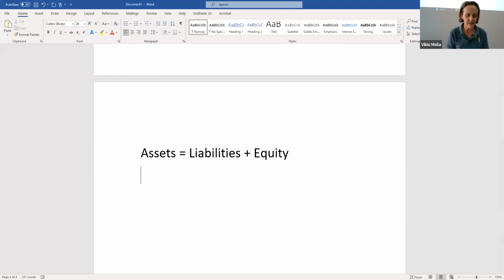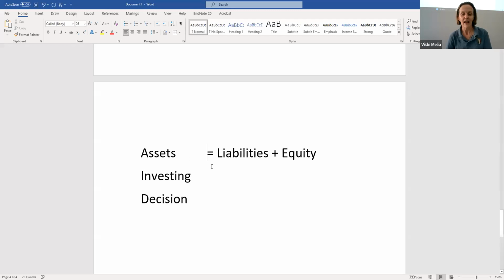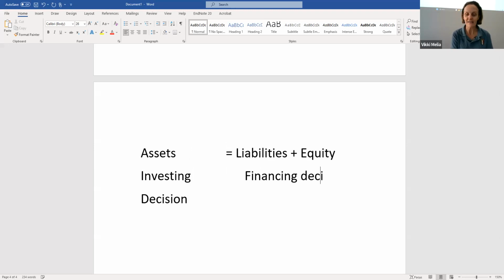On the left side of the accounting equation is the investing decision. The investing decision is what assets should we invest in? And the right side of the equation is made up of the financing decision. How do we pay for the assets? And whether the company borrows or uses owner's money, there's a cost attached to that. So the cost of capital is going to measure the cost of getting funds or getting financing to invest in an asset.